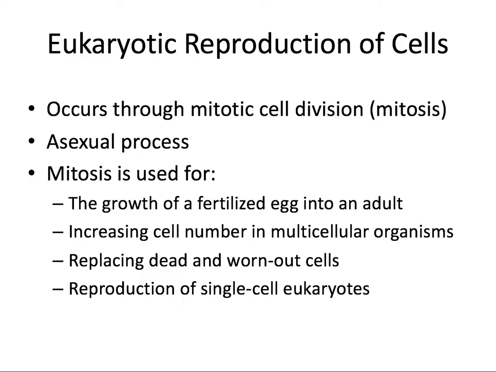And then mitosis is also used every time you have dead and worn out cells. So your skin cells are constantly dying and being replaced. Your red blood cells are dying and being replaced. Cells inside of your stomach are dying and being replaced. And that happens through mitotic cell division. And then mitotic cell division is also how single-celled eukaryotes reproduce so that they can pass on their genes.